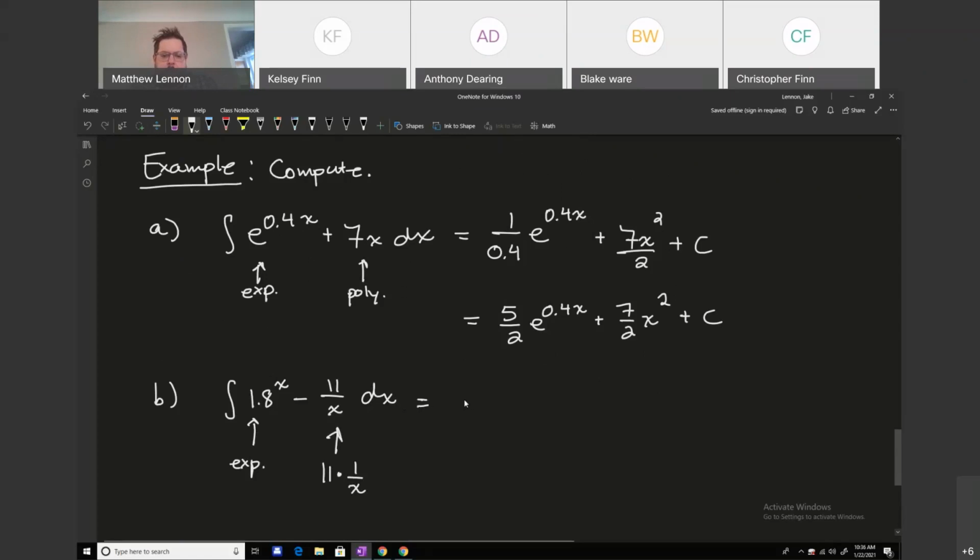So what do we get? Well, remember this one is the same function, but divided by the natural log of the base, 1.8.